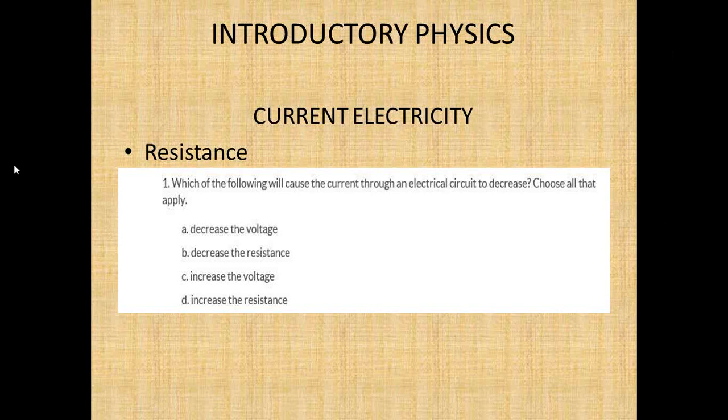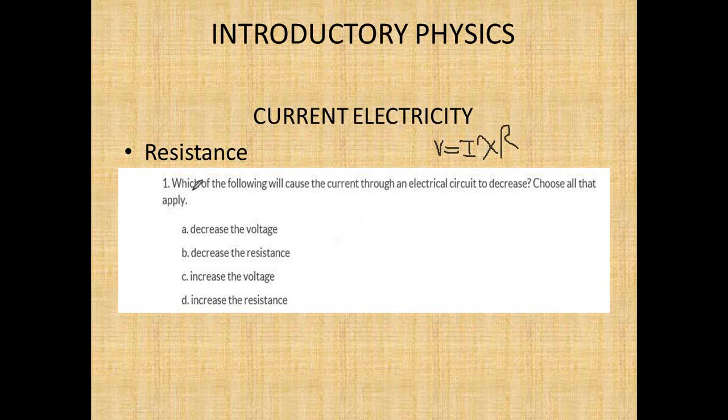So the electric potential difference, V, across 2 points in a circuit is equal to the product of the current and the resistance between those 2 points. Okay? V is equal to IR.